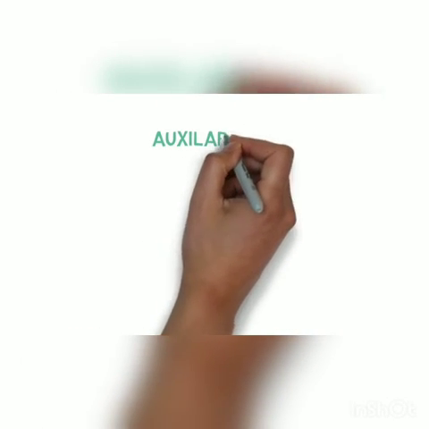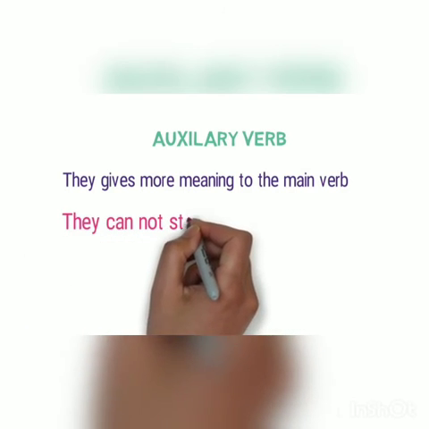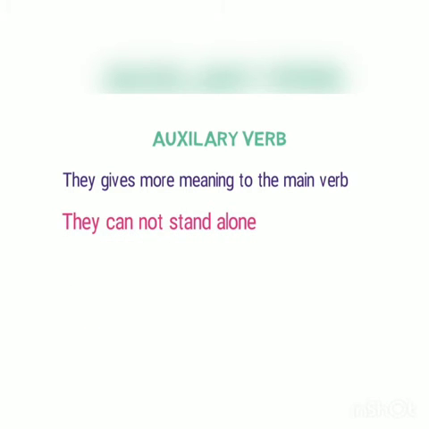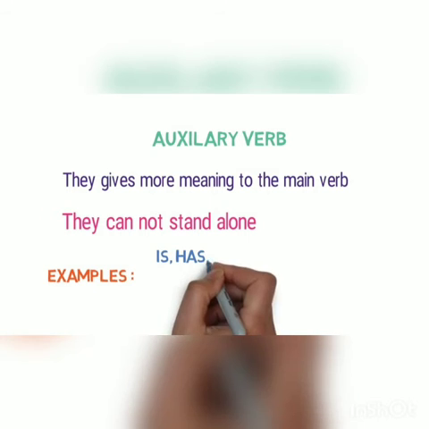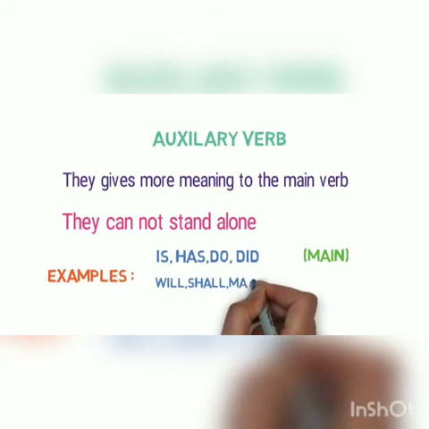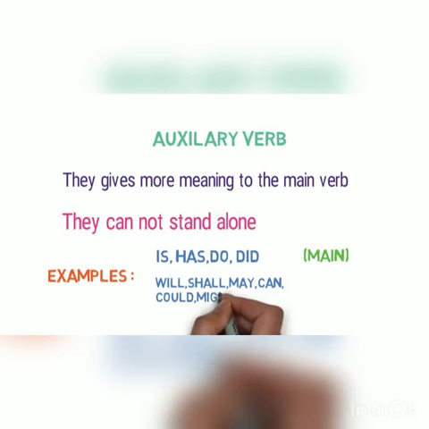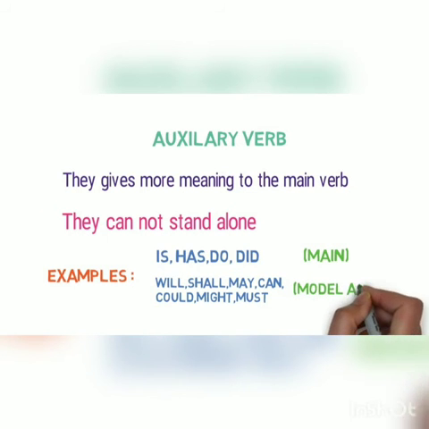Now, let's look into auxiliary verbs or helping verbs. They give more meaning to the main verb. They cannot stand alone, which means they require a main verb for their existence. Examples of them are is, has, do, did. These are referred to as main helping verbs. And will, shall, may, can, could, might, must. These are called modal auxiliary verbs.